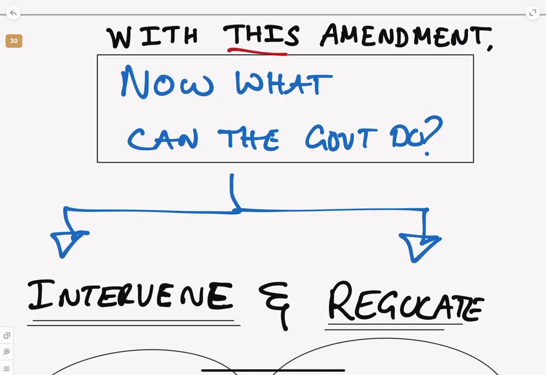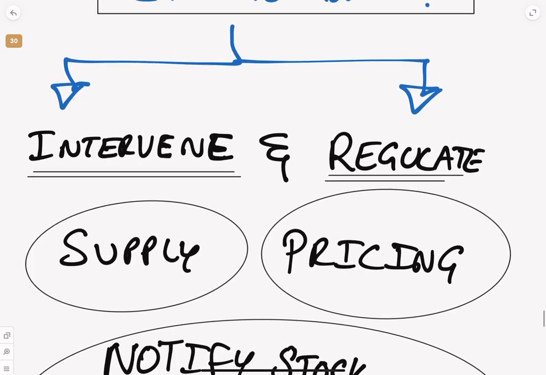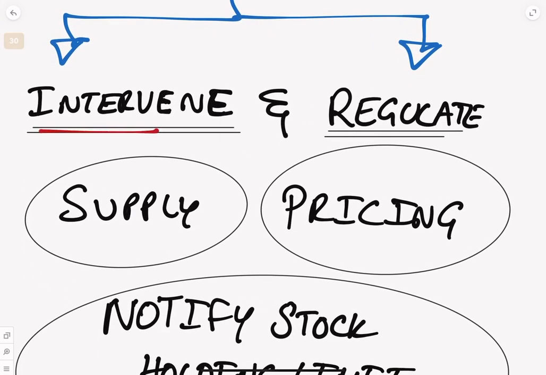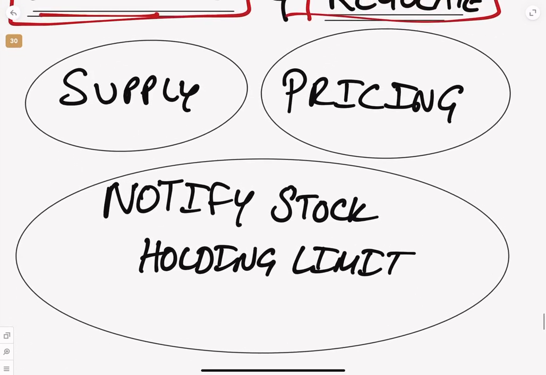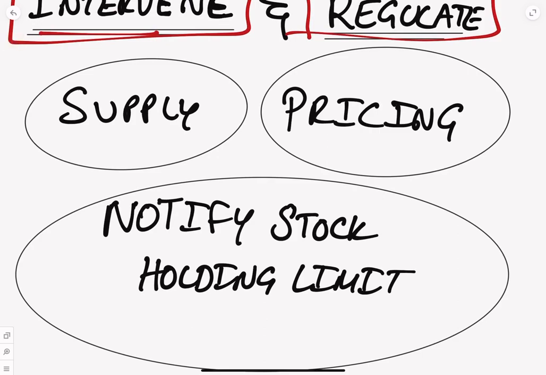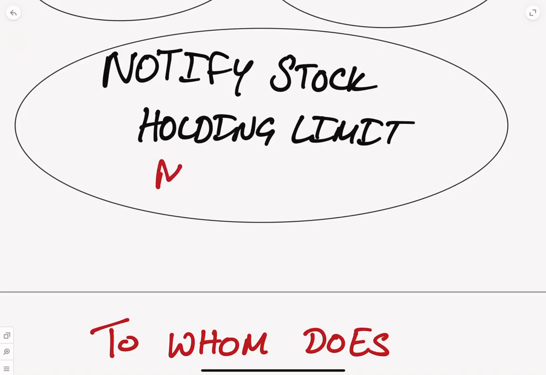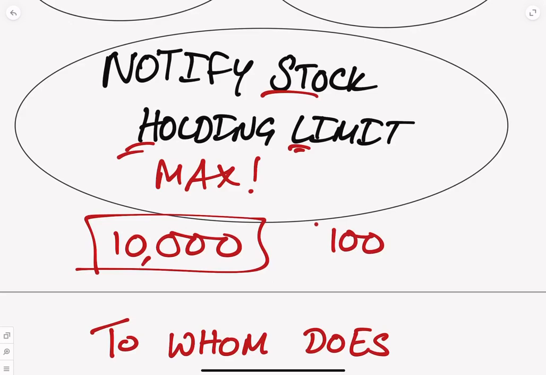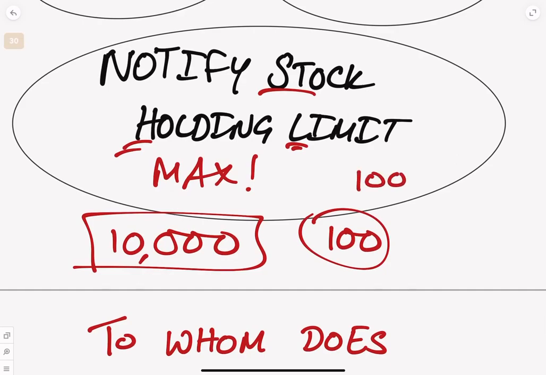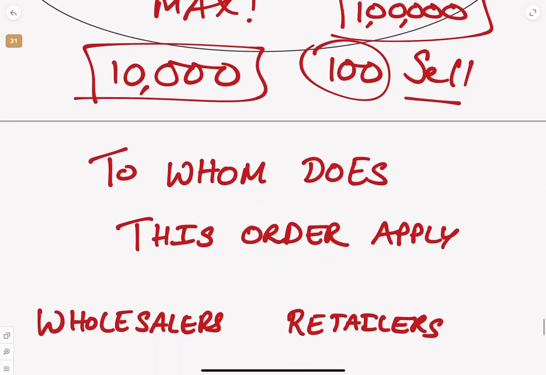So now with this amendment, what can the government do? Because of this amendment, the government can intervene, that is they can go into any situation and they can poke their nose in simple words and they can regulate. So intervene and regulate. What can they intervene and regulate? They can regulate the supply, pricing, and they can tell what is the maximum stock holding limit, how much stock you can hold. Okay, you can have only 10,000 as a wholesaler, you can have only 100 sanitizer bottles as a retailer. So they can tell this. As a manufacturer, you cannot produce more than 1 lakh and then keep it in the stock. You have to immediately sell it because it is needed in the market, something like that.